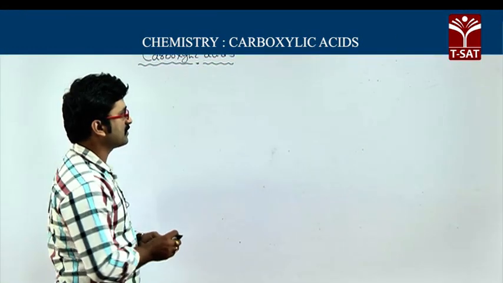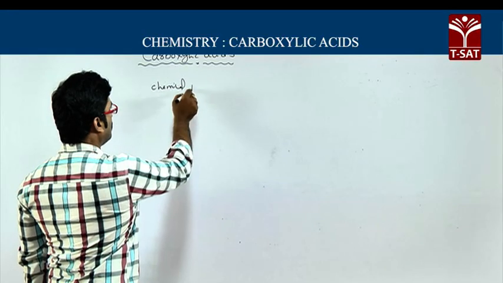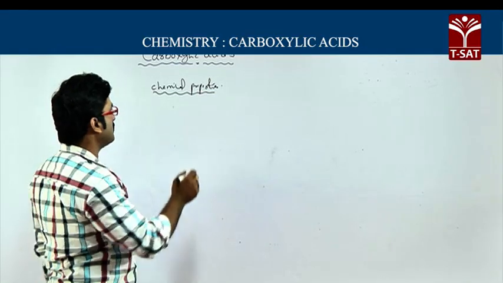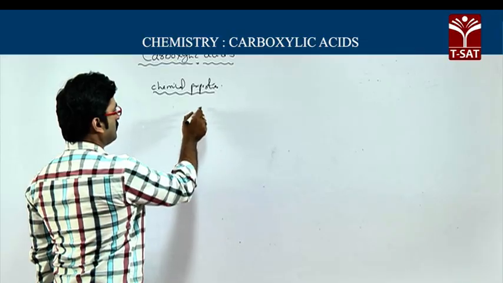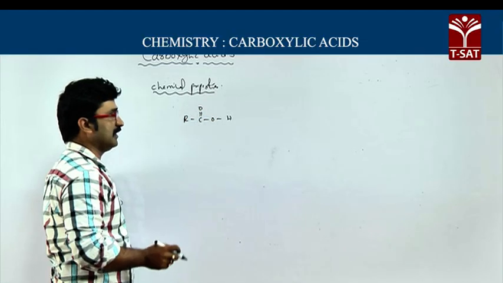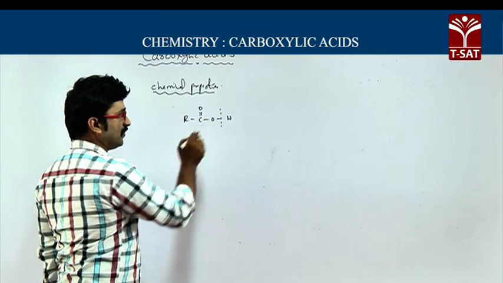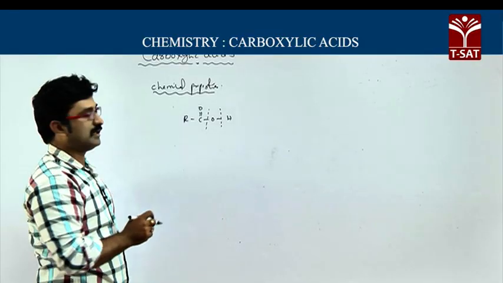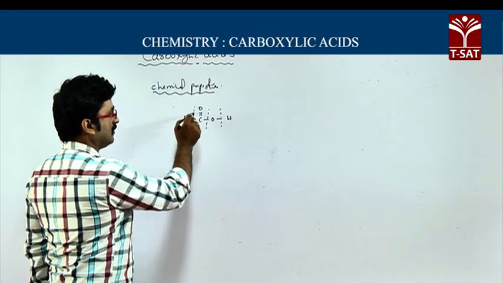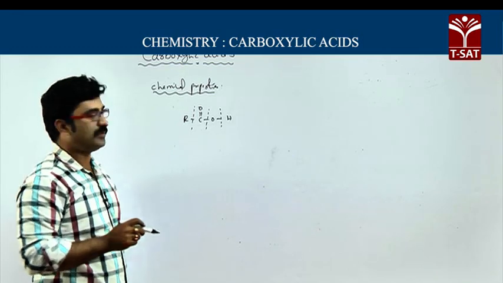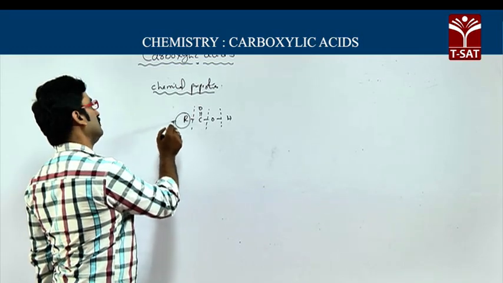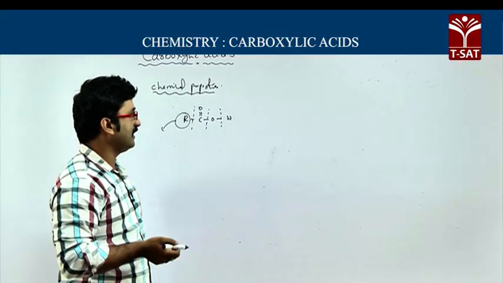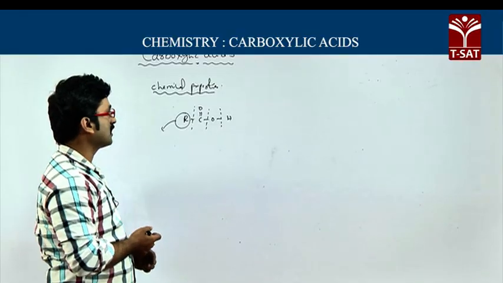Next, chemical properties of carboxylic acids. When it comes to the chemical properties, it involves various types of bond cleavages. It involves cleavage of the O-H bond, cleavage of the C-OH bond, cleavage of the COOH group, and reactions in which the alkyl group is involved. So various types of bond cleavages take place in the chemical reactions of carboxylic acids.